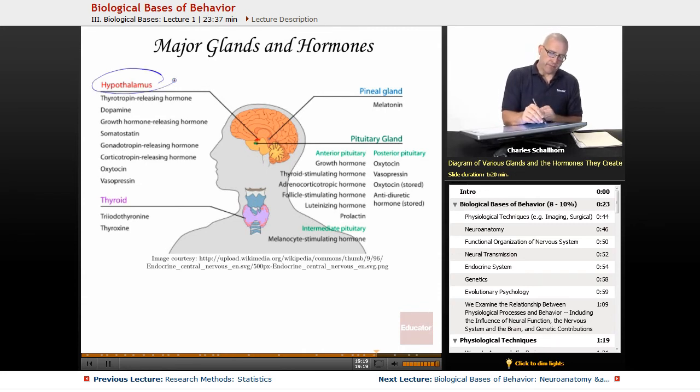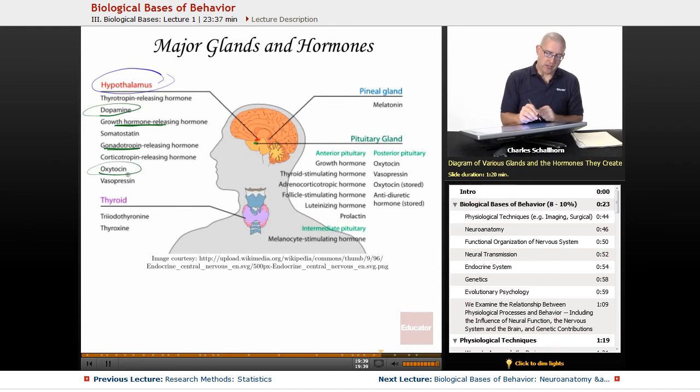But when we look at the hypothalamus, I'm going to go to green here. When we look at the hypothalamus, we're going to be looking at dopamine. We're going to look at human growth hormone and the gonadotropin releasing hormones. And gonadotropins are going to be those hormones that are released by the gonads, which is to say the testes or the ovaries.